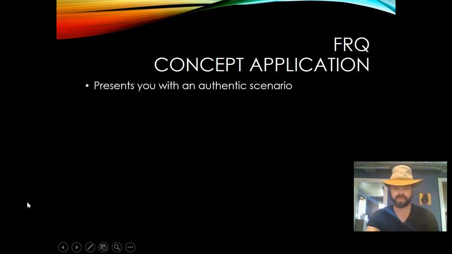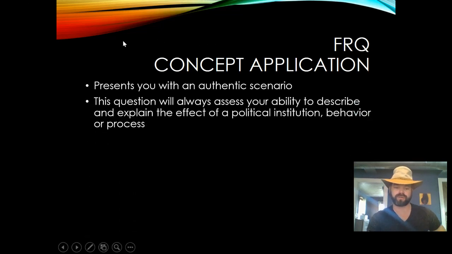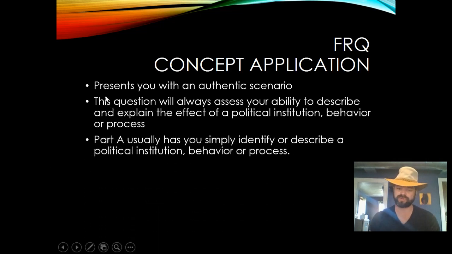So the Concept Application presents you with an authentic scenario, okay? It's basically going to be a paragraph you have to read, and it's going to give you a real-world example, a real-world scenario. We've done lots of different scenarios in every unit that we've learned, so seeing real scenarios should not be new to you, hopefully. This question will always assess your ability to describe and explain the effect of a political institution, behavior, or process. So part A, a lot of times you just need to describe. Part A usually just has you simply identify or describe a political institution, behavior, or process. Now the next slide, I'm going to give you some examples of what are institutions, behaviors, or processes.